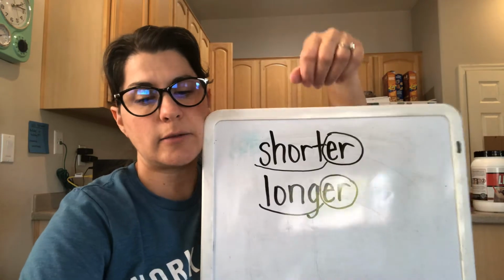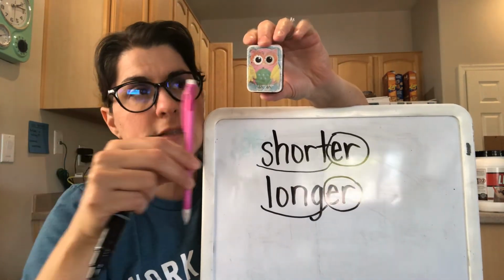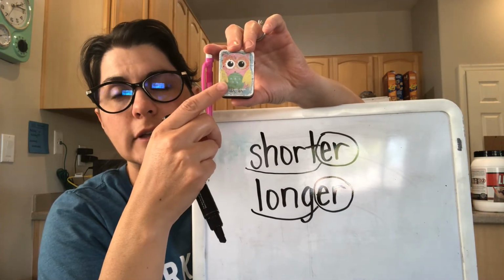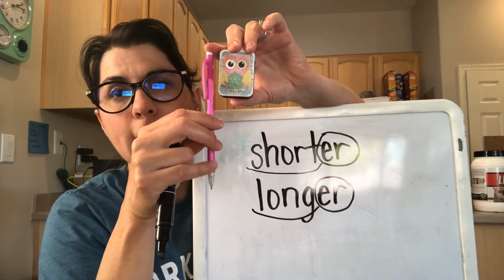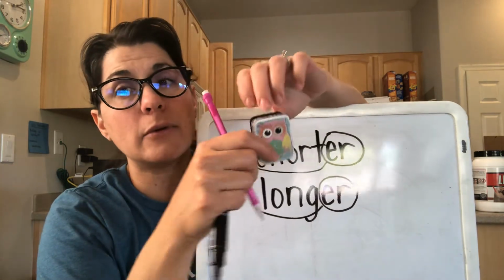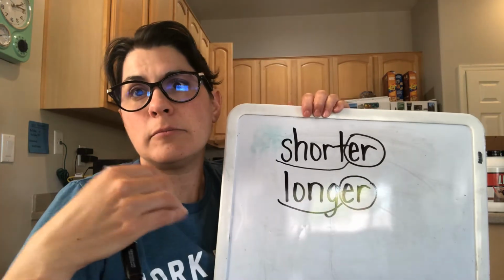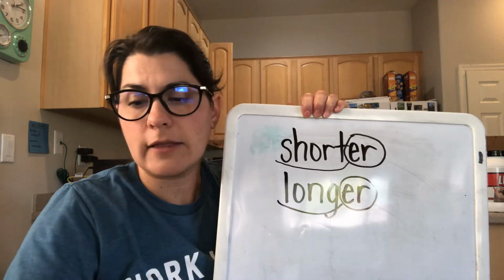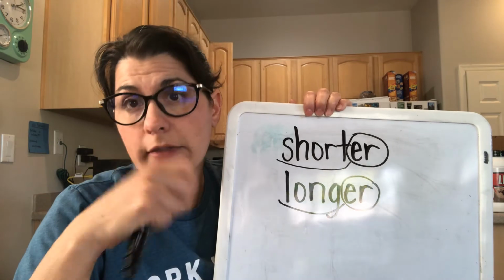So like I could compare my dry erase marker to this pencil, and if I'm trying to see which one is shorter, I would say, oh, it's this eraser. If I was trying to see which one was longer, I would say, yep, it's this pencil. I'm only comparing two things. And I would only use these words if I'm only comparing two things, like Mr. Lloyd and I, which one is shorter than the other one? Or the pencil and the dry erase marker. I would use these words, shorter and longer.